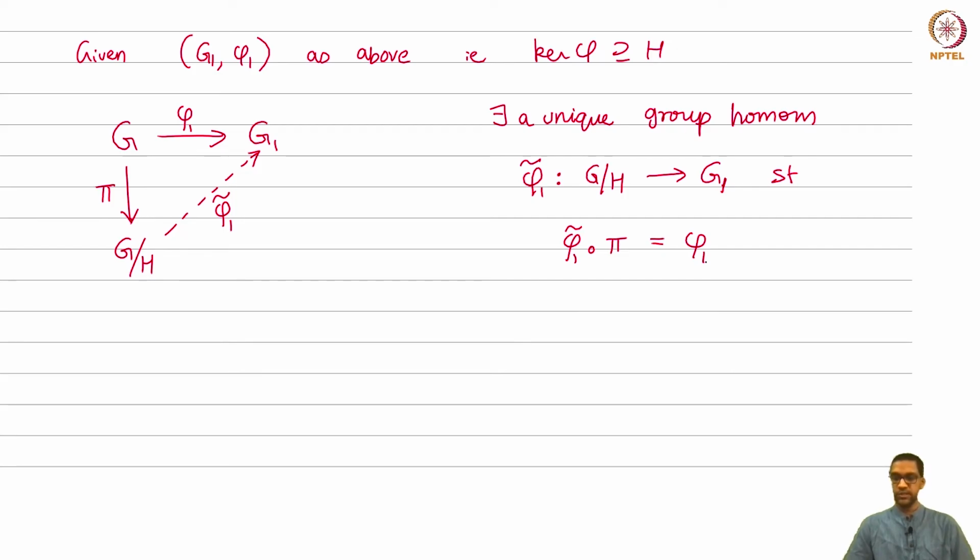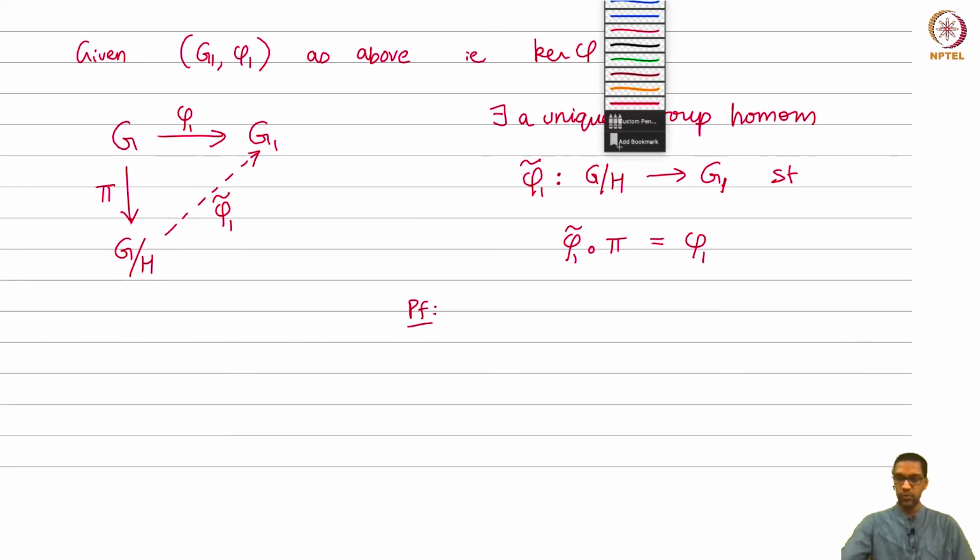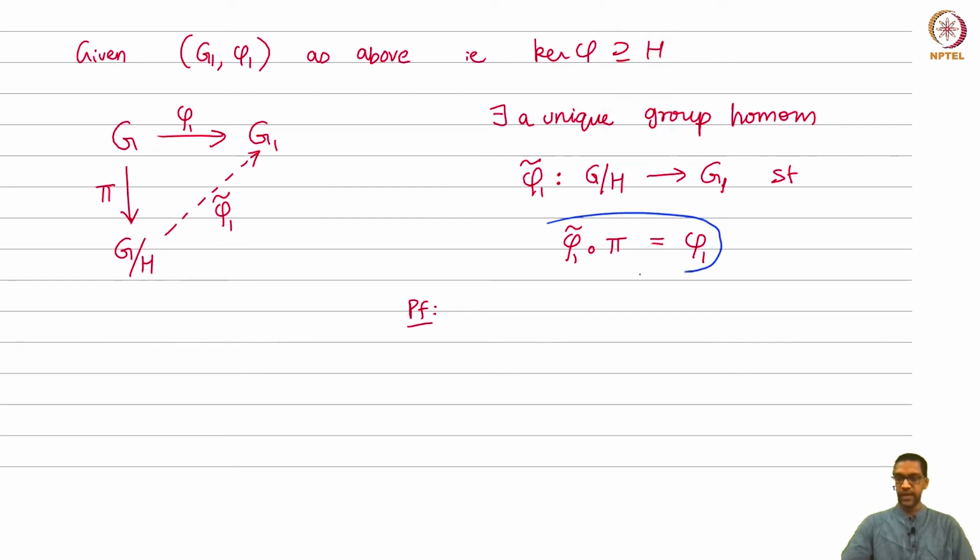Okay, so this is my claim. Okay, so let's prove it. It's rather straightforward. So what do we want? We sort of know the commuting property. The diagram should commute. This tells us something.